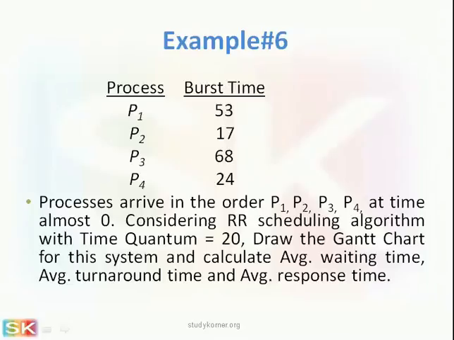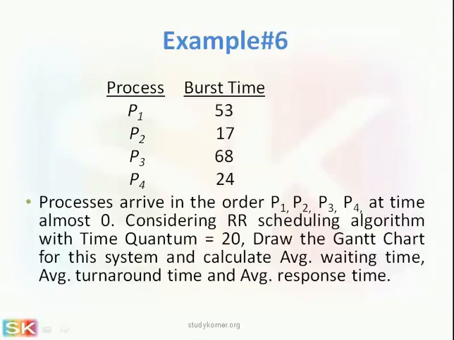So first, P1 will be executed for 20 seconds and its remaining time is 33 seconds. Then P2 will be executed for 17 seconds. Its allocated time quantum is 20, but P2 is finished before its allocated time quantum. So once P2 is completed, P3 will immediately start its execution. It will not wait up to the end of the 20th second, right? Then P3 will be executed for 20 seconds. Then P4 will be executed for 20 seconds.